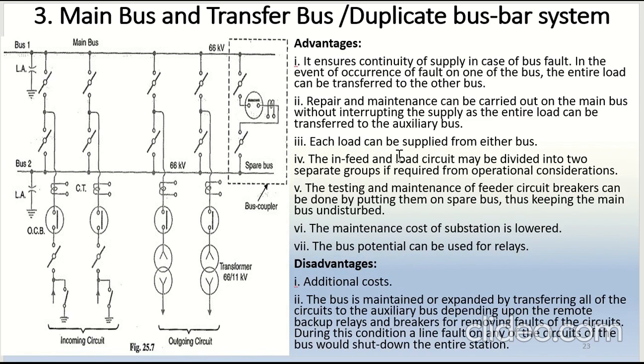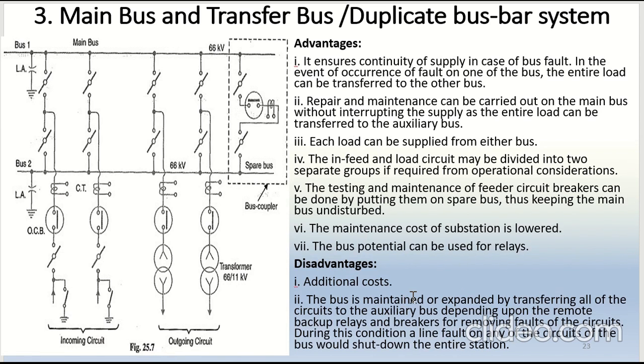Each load can be supplied from either bus. The in-feed and load circuits may be divided into two separate groups if required from operational considerations. The testing and maintenance of feeder circuit breakers can be done by putting them on the spare bus, thus keeping the main bus undisturbed. The maintenance cost of the substation is lowered. Thus, the bus potential can be used for relays.